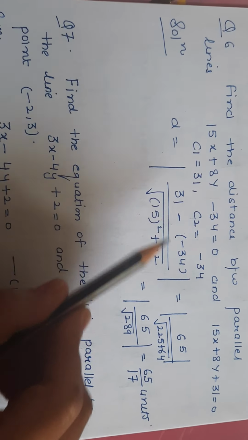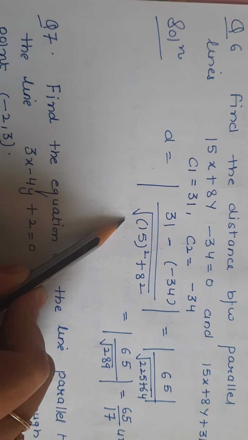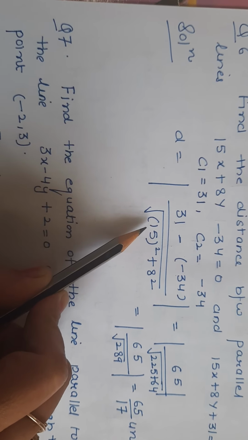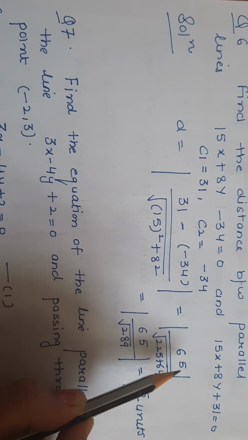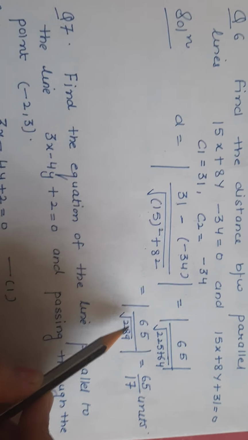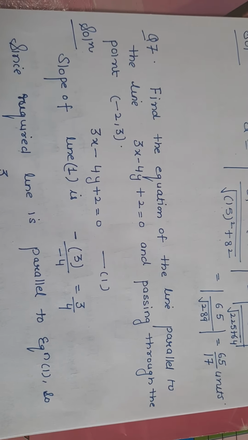of y square. This is 31 minus of minus 34 divided by root of the coefficient of x square, 15 square, plus 8 square. 31 plus 34 is 65 upon root 289. That will be 17 units. Next question.